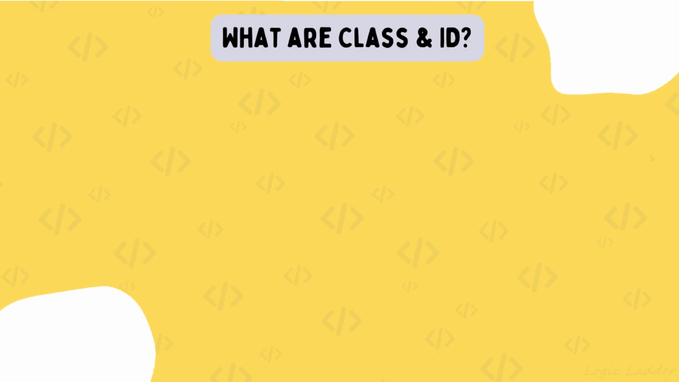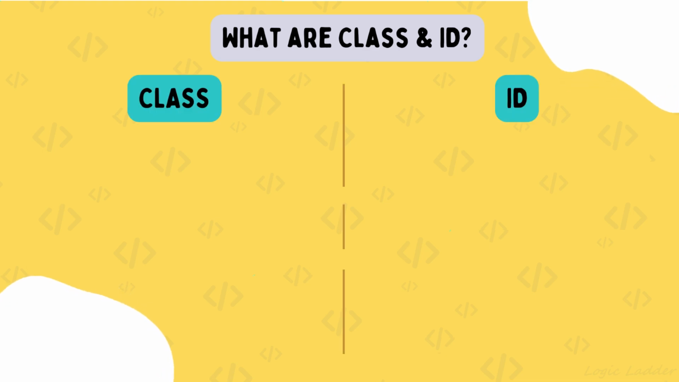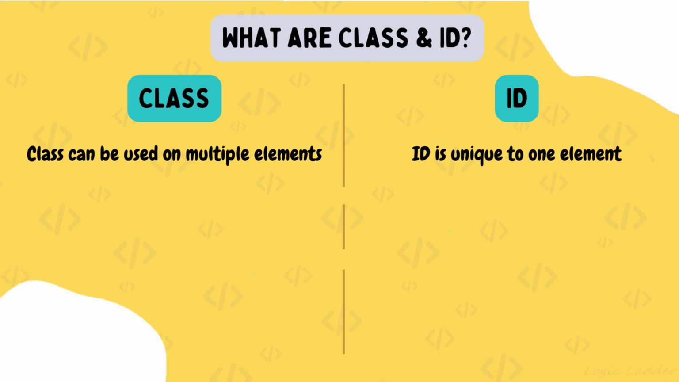Now, what are class and ID? To style div or span or any HTML element, we use class and ID attributes. A class can be used on multiple elements, while an ID is unique to one element. It means that a web page can have only one ID of the same name.